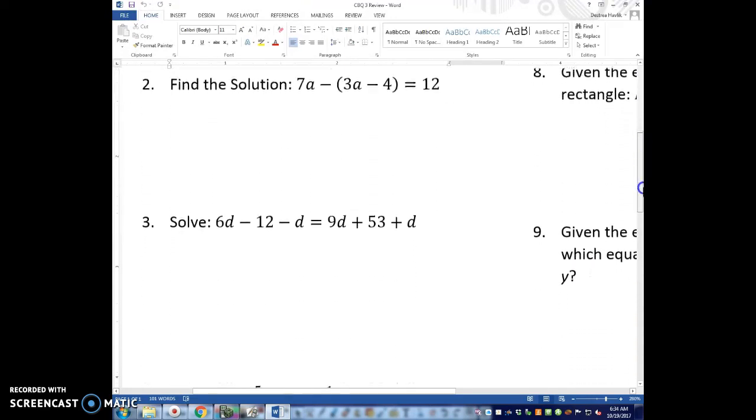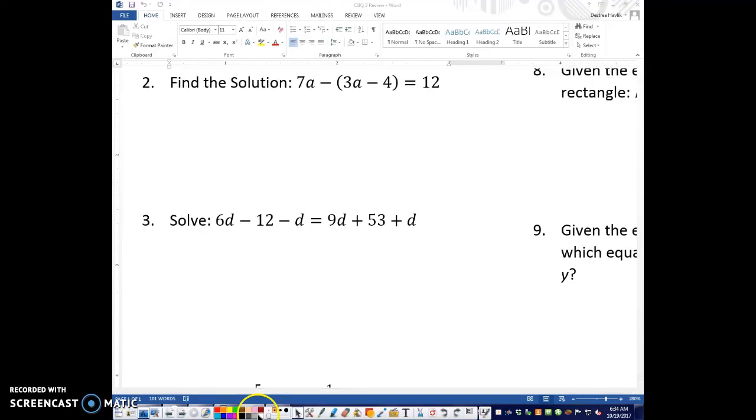Okay, so number 2, find the solution. So let's find our solution to this one. First step, can we distribute? Yes, we can. What are we distributing? This invisible negative 1. So we just write 7a. Negative 1 times 3a is negative 3a. Negative 1 times negative 4 is positive 4. Equals 12.